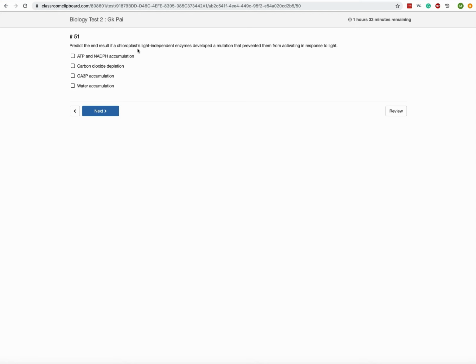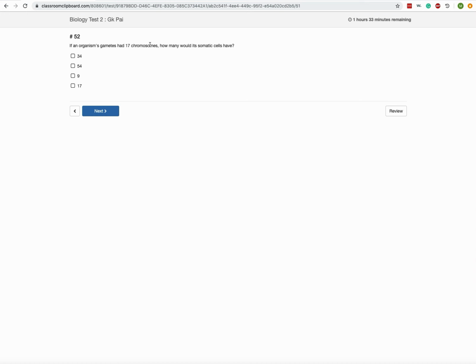Predict the end result if a chloroplast's light-independent enzymes developed a mutation that prevented them from activating in response to light. So this would mean the Calvin cycle was interrupted. And when the Calvin cycle was interrupted, we're going to have ATP and NADPH build up, because that's what's used in the Calvin cycle to create glucose.